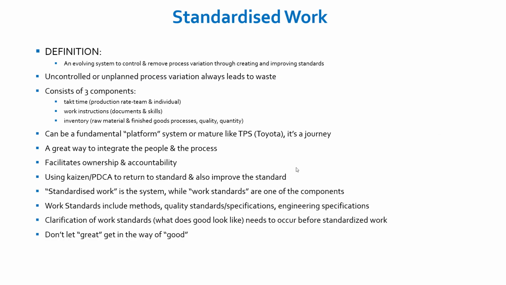Now, standardised work is an evolving system to control and remove process variation through the creation and the improvement of standards. Now, we know that process variation, particularly when it's uncontrolled or unplanned, always leads to waste. Standardised work typically comprises three components: takt time or production rate, work instructions, and the control of inventory. In this presentation today, I'm going to focus on one of the easiest aspects to implement if you're starting the journey to standardised work, and that's work instructions.